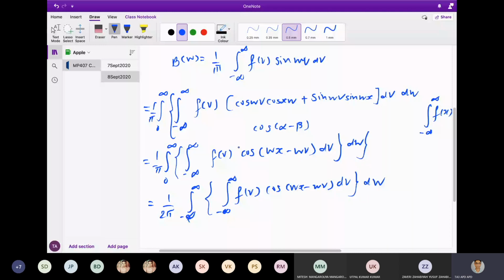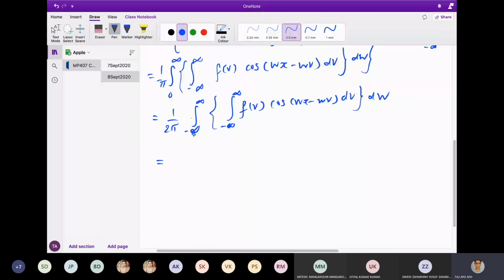So if you go back from here to here, because this is an even function, it becomes 2 times the integral from 0 to infinity. So you will get this back. Okay, so 1 over 2 pi integral from minus infinity to infinity. Now both the integrals have the same limits. Okay, this is for cos.